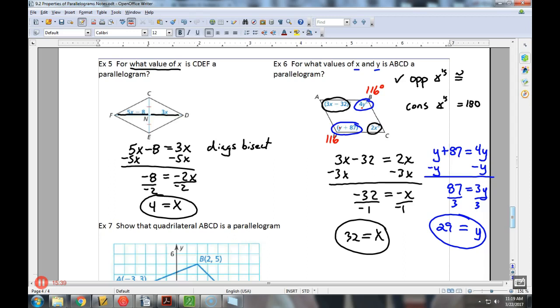If I put 32 in, 2 times 32 is 64, and 3 times 32, well, that's 96, take away 32, and that's 64, and it looks like it checks out. I have opposite angles are equal both ways, and then I also have the fact that consecutive angles add up to 180, so I know that life is good. I did it right.